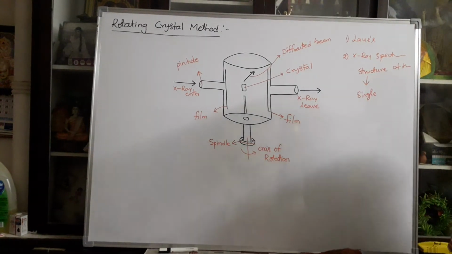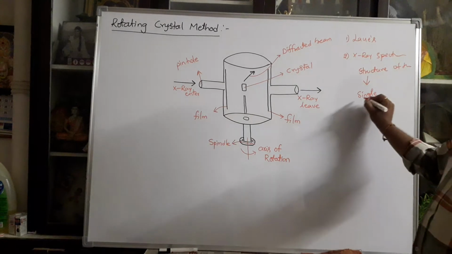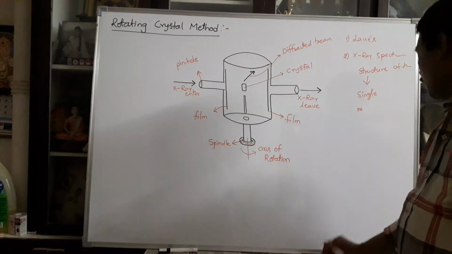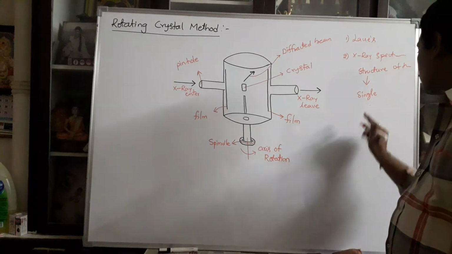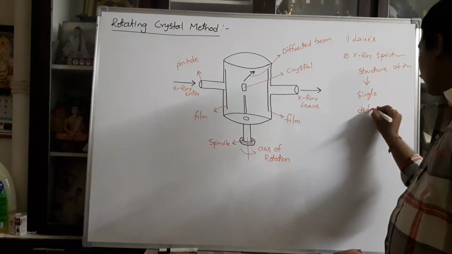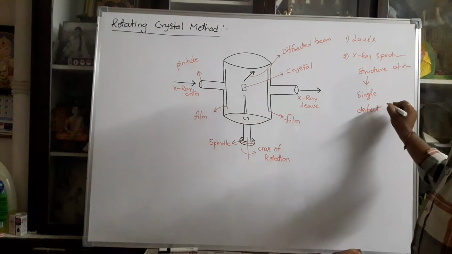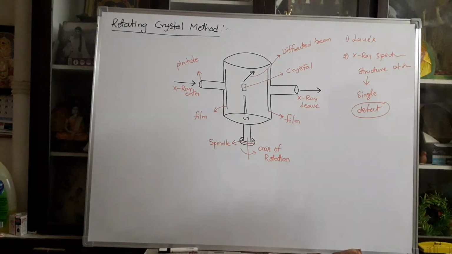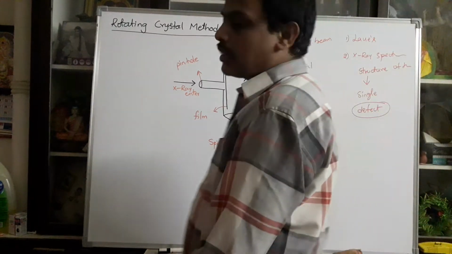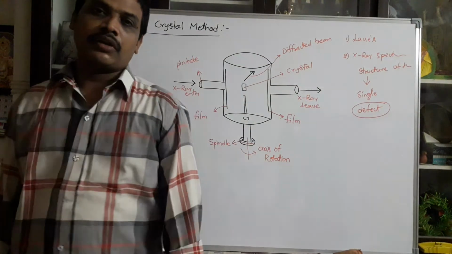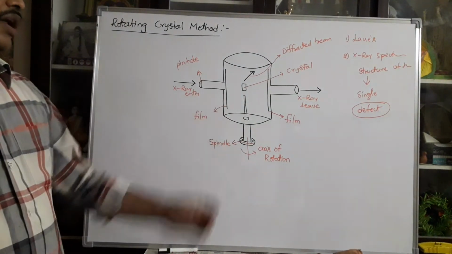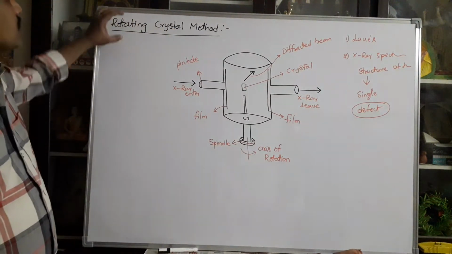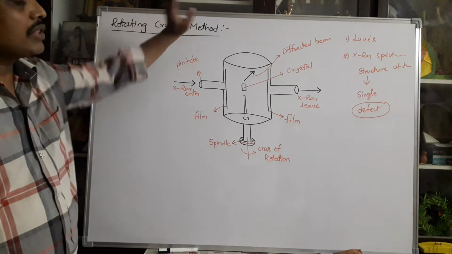only. You can determine the structure of only a single crystal, and if any defect exists in the crystal, this defect is not identified by using these crystallographic methods, the Laue method and the X-ray diffraction method. So based on these drawbacks, we are going to the next method, the rotating crystal method.